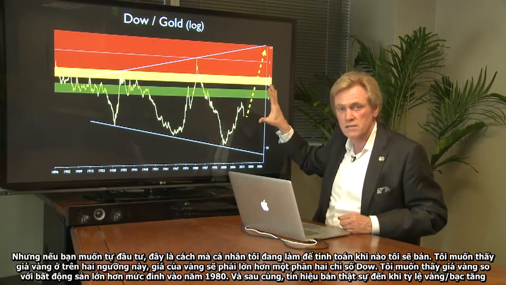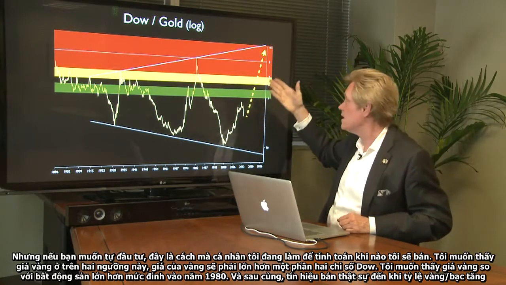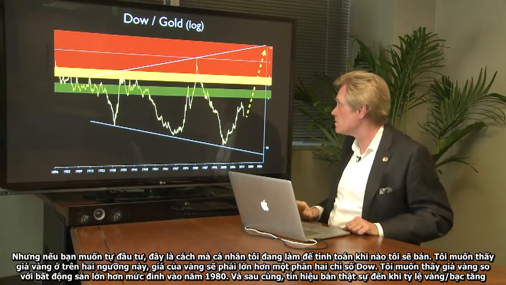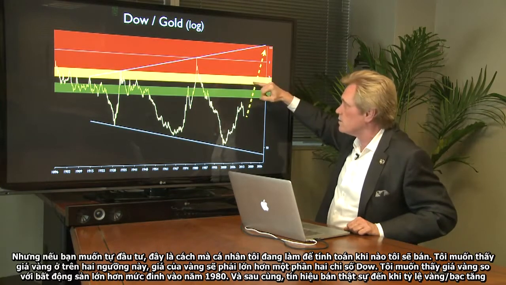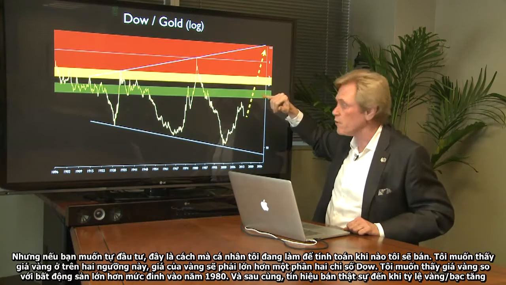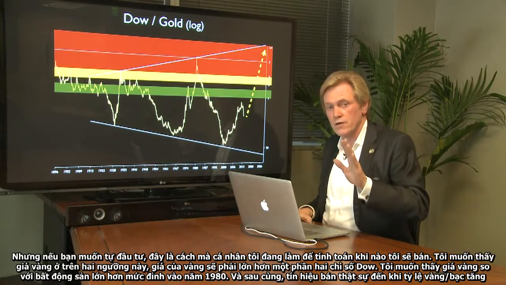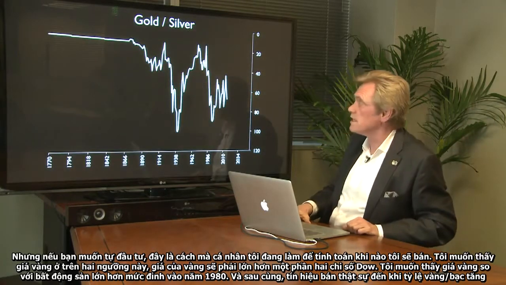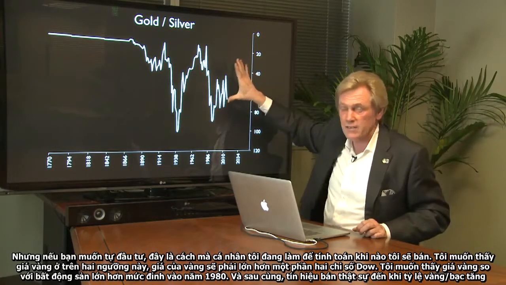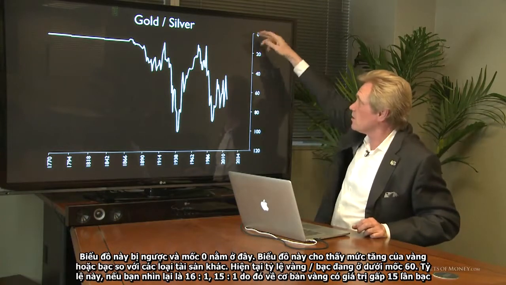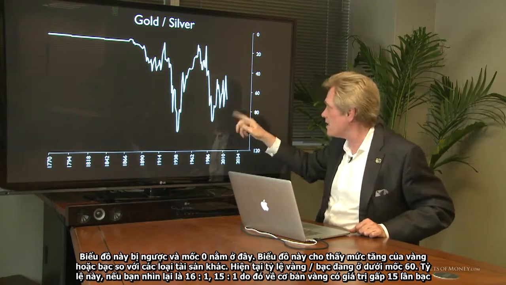But if you want to do these things on your own, this is the way I am using to calculate when I am going to sell personally. So I want to see gold above this 2 level. In other words, its price will be greater than half the points of the Dow. I want to see real estate where gold's value is greater than its 1980 high against real estate. And then the real sell signal comes when the gold-silver ratio rises and flashes sell. All these charts are inverted, so the zero line is up here, so that this is showing gold or silver rising against those other assets.